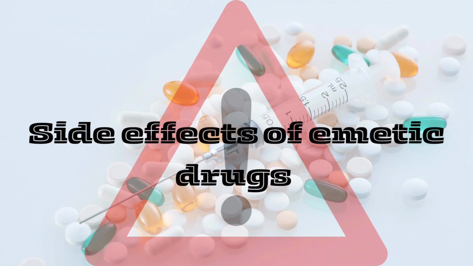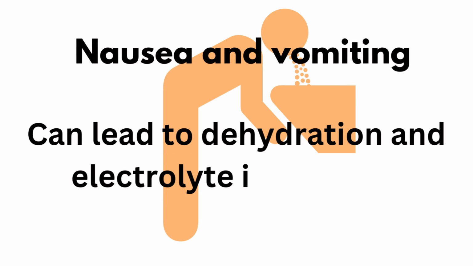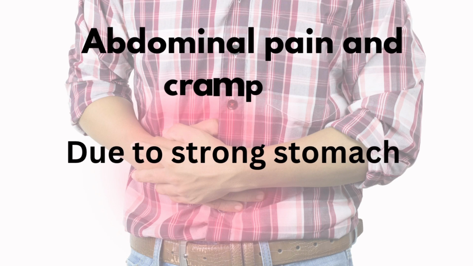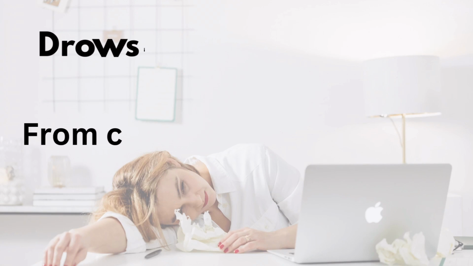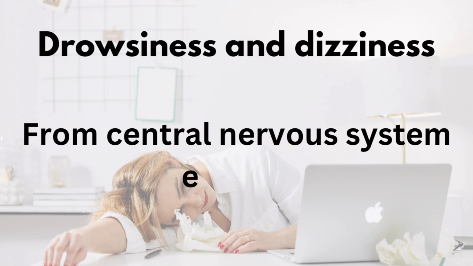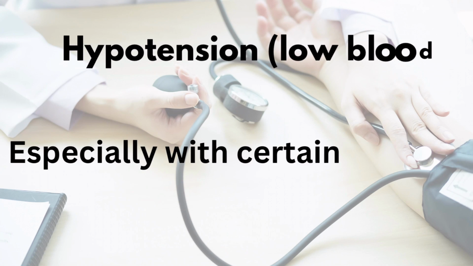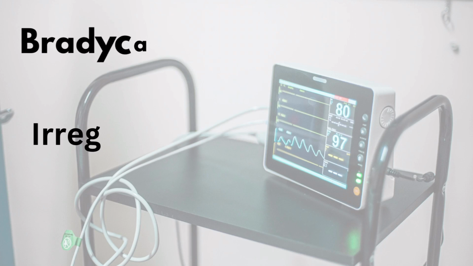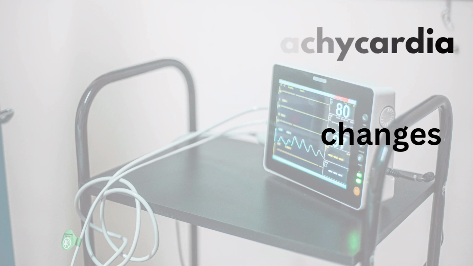Now, we have side effects of emetic drugs. First is nausea and vomiting, that can lead to dehydration and electrolyte imbalance. Second is abdominal pain and cramping, due to strong stomach contractions. Third is drowsiness and dizziness, from central nervous system effects. Fourth is hypotension, low blood pressure, especially with certain emetics like apomorphine. Fifth is bradycardia and tachycardia, irregular heart rate changes.